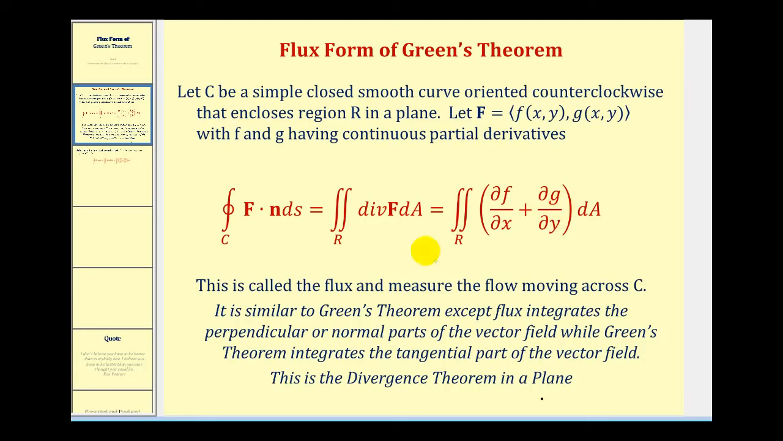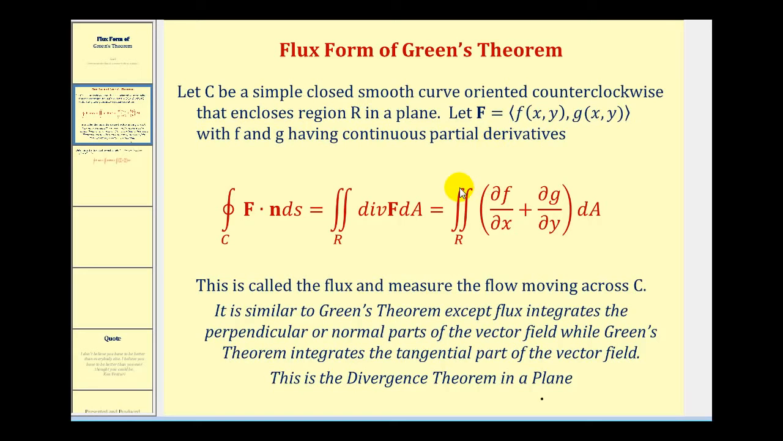Again, this is called the flux, and it measures the flow across the curve C. So if the flow is outward, the flux will be positive, and if the flow is inward, the flux will be negative. This is similar to Green's theorem, except flux integrates the perpendicular or normal part of the vector field, while Green's theorem integrates the tangential part of the vector field. So you can think of Green's theorem measuring the rotation or twisting of the vector field across C, and the flux measures the flow inward or outward across C.